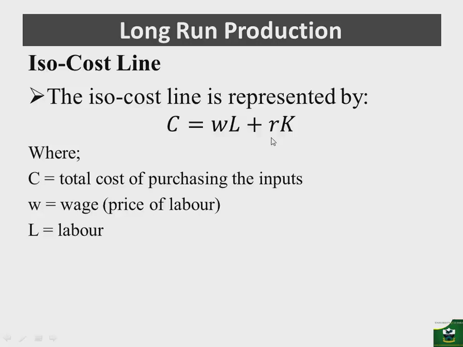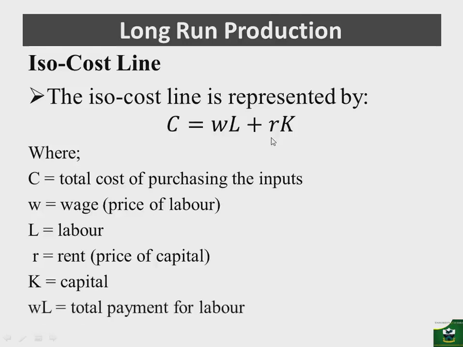L is the amount of labor that the firm is bringing into the production process. And R is the rent or the price of capital. It is also called the interest. So in other words, we are calling it rent here to mean how much you pay to use the capital. K is the amount of capital that the firm is bringing into the production process.